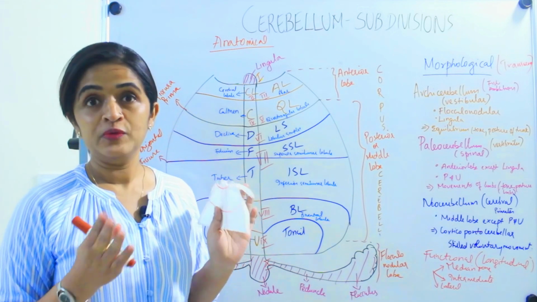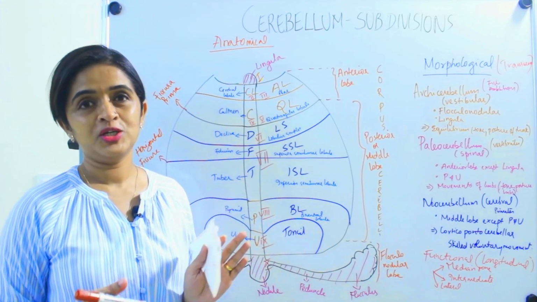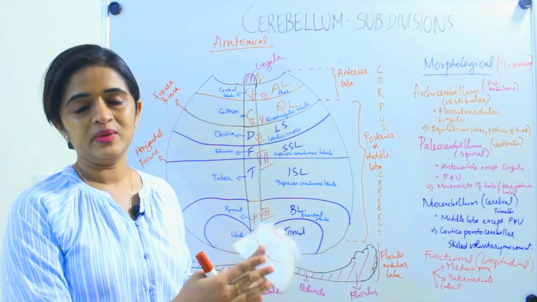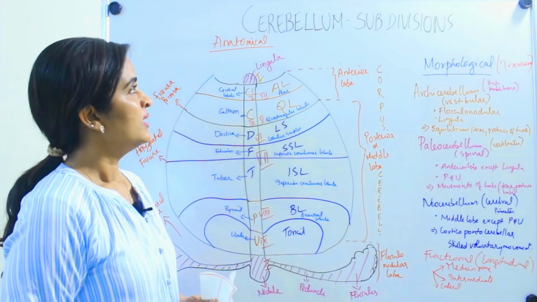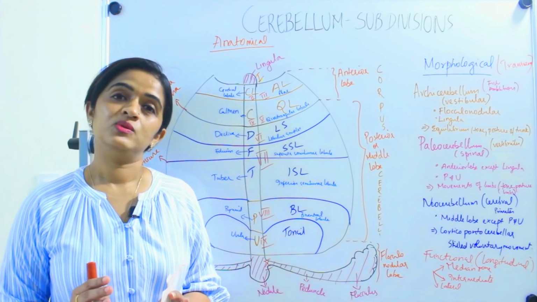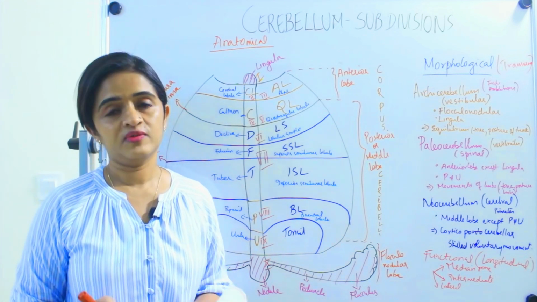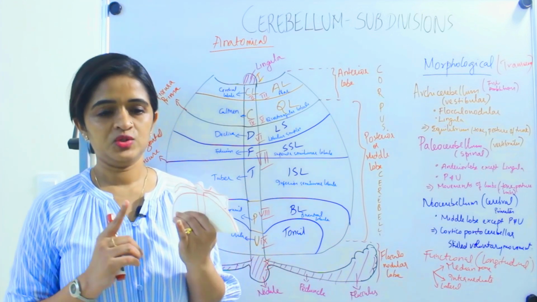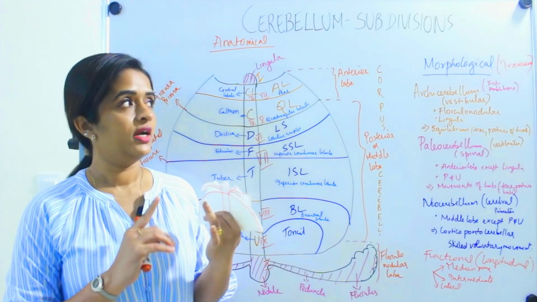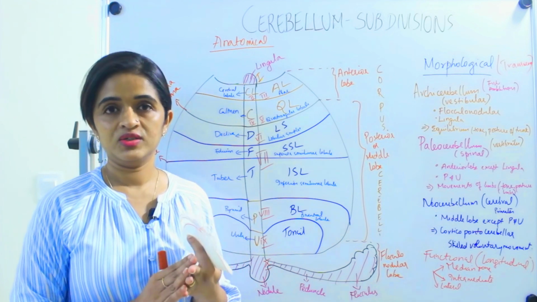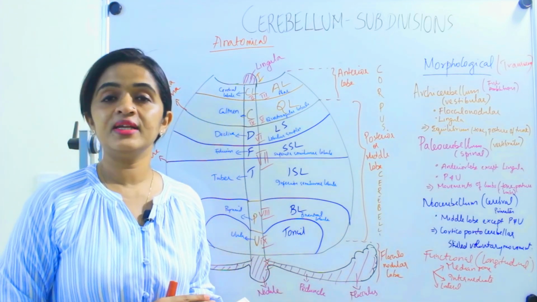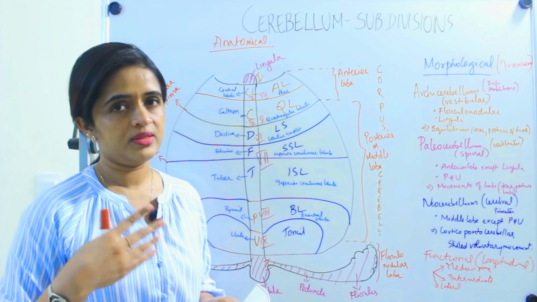Before you view this session, I would like you to view part 1 of the cerebellum so that there will be continuity. In this session, I am planning to discuss the subdivisions of the cerebellum. The cerebellum is divided according to the anatomical architecture, according to the morphology and according to the function. First, we will see how anatomically the cerebellum is classified or subdivided.